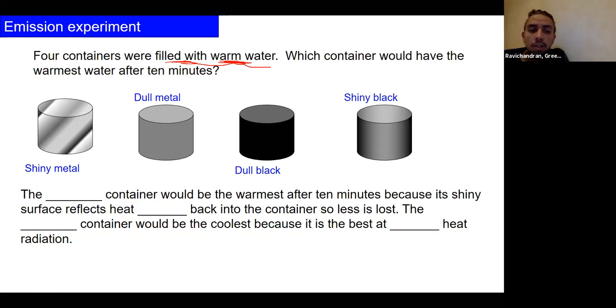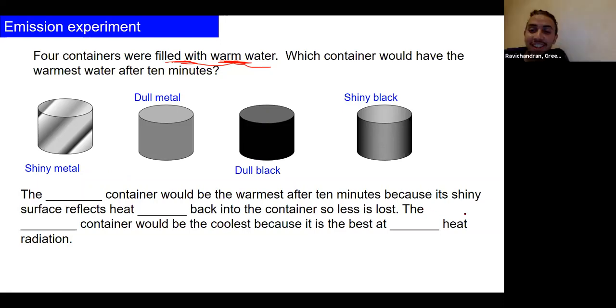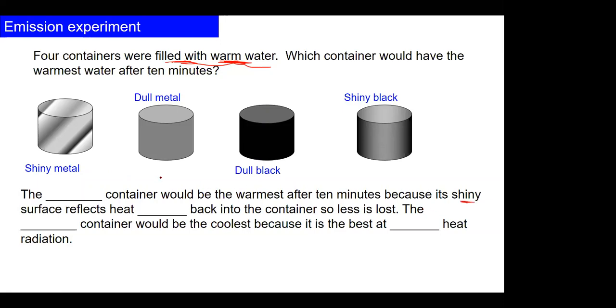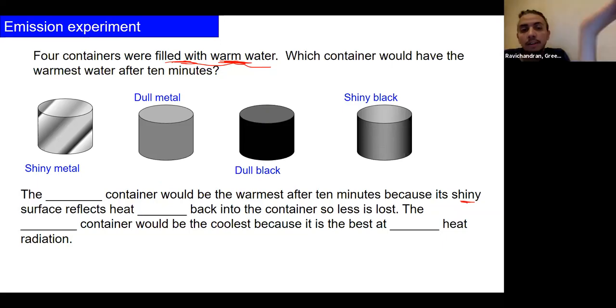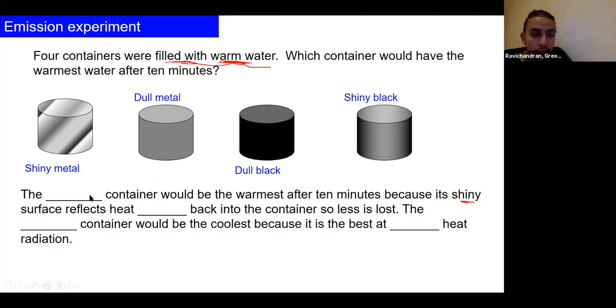Which container would be the warmest after 10 minutes? Dull black? Shiny metal? It's going to be shiny metal, because a shiny surface reflects, while black will absorb more heat. Anything coming from inside is reflected back. So this one is shiny metal.